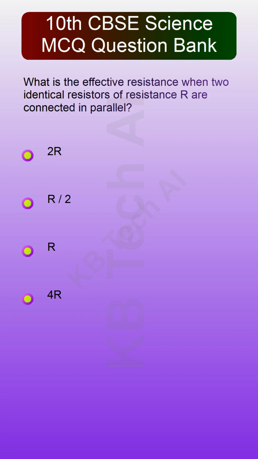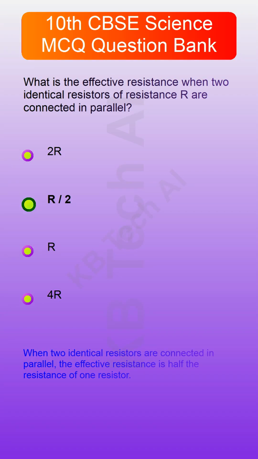What is the effective resistance when 2 identical resistors of resistance R are connected in parallel? Option 1, 2R. Option 2, R divided by 2. Option 3, R. Option 4, 4R. The answer is Option 2, R divided by 2.